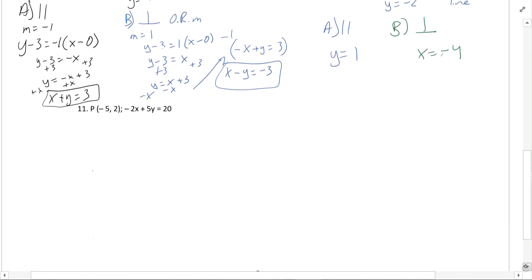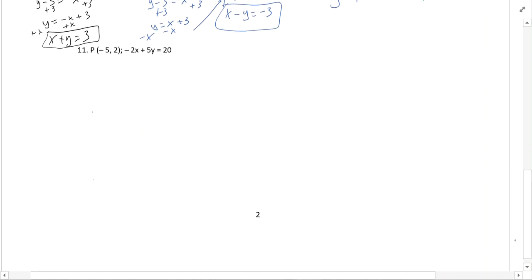Okay, so first, we need to add something on to number 11. This should say a little colon. This is line L, okay? So just like in those other ones, I should have made this line L. And then what I want you to do is pause the video and try this. Remember, your first step is to get line L into slope-intercept form to identify the slope. So go ahead and pause the video.